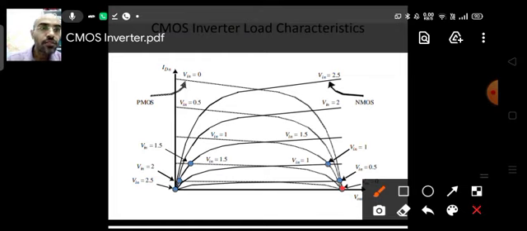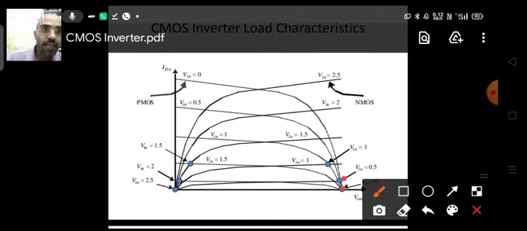But if you make Vin equal to 0.5, then at this point the NMOS is lying on the NMOS characteristics in the saturation region, whereas the PMOS is lying in the linear region. So from this graph itself you can see that at various input voltages, as the input voltage changes, how the point of operation of the two MOSFETs changes.